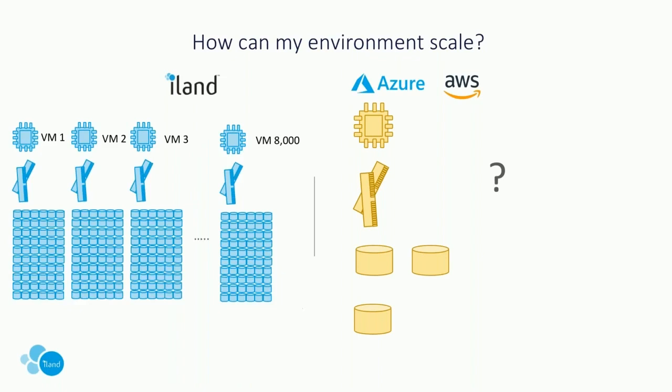So now we've talked about scaling the virtual machine. How can the environment scale? So obviously we've picked on a single virtual machine up until this stage, but what about a typical environment that has multiple virtual machines? Well, again, from the iland perspective, we're only limited by the size of our clusters and what VMware tell us that they can support. So that's all the way up to 8,000 virtual machines.